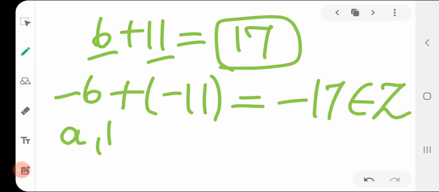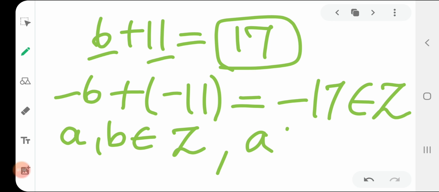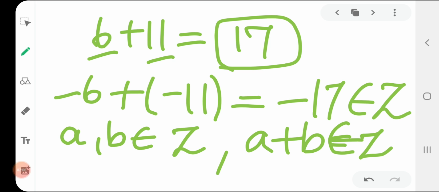So when we take two integers, we can generalize this condition. We take two numbers from the integer set, then a plus b, the resultant of adding both numbers, also belongs to Z. Then it is called closure.